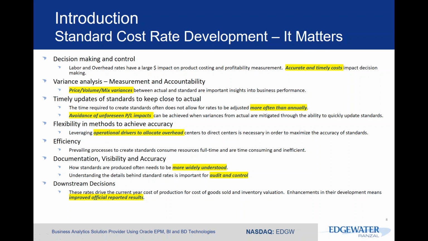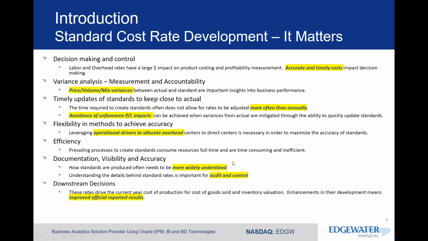Another reason in terms of standard cost rate development and the improvement of it is benefiting and using operational drivers to allocate overhead and in creating the overhead rates. Having the ability and the flexibility to use a variety of different drivers that are more directionally accurate and getting overhead in its more proper place, making these rates more accurate, ties back to all of the prior points. Efficiency, this is a process that's frequently done once per year, partly because it's time consuming. If there were a way to make this process more efficient, maybe it could be done more often or at least consumes fewer resources to do it.